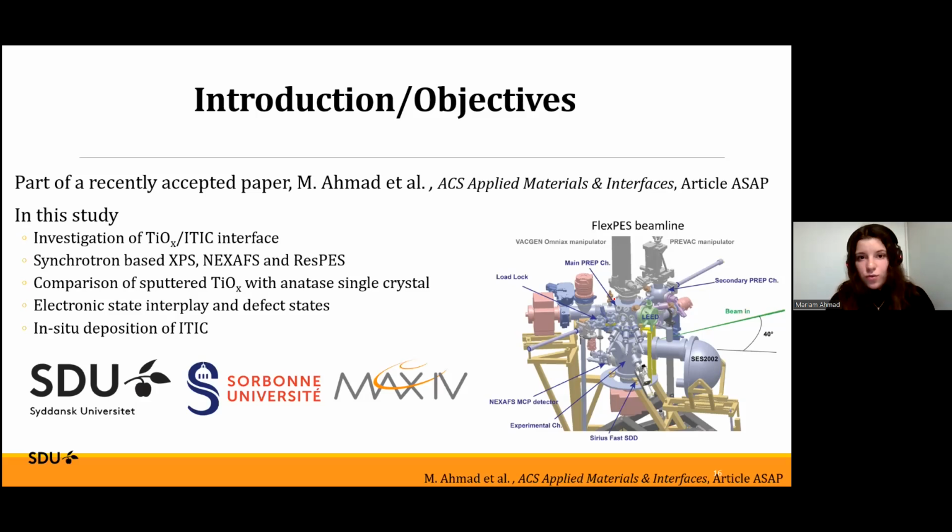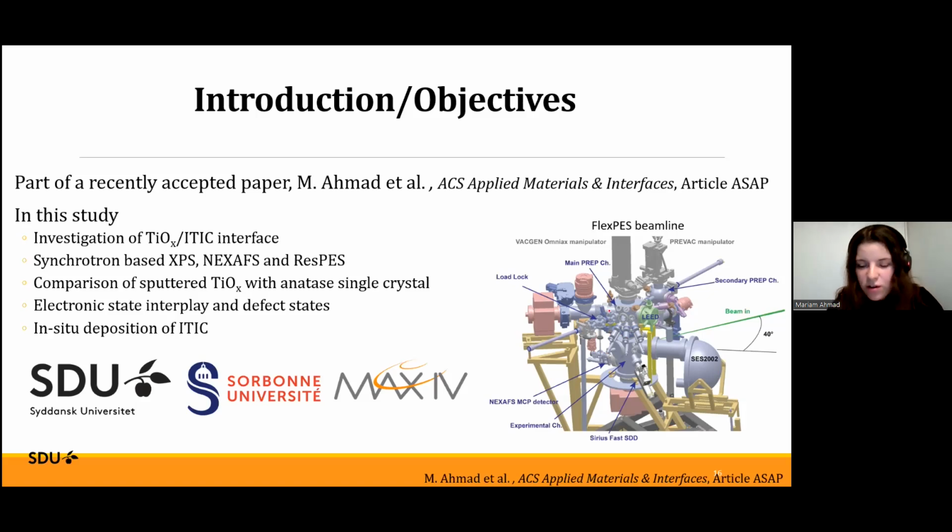So something else that is new and interesting about this study is that we actually deposited ITIC in situ at the beamline without breaking vacuum. So basically, we used spray deposition to deposit ITIC in vacuum on the titanium oxide, and then we moved it to the measurement chamber without breaking vacuum. And this is quite new because often when such studies are done on non-fullerene acceptors, they are prepared ex situ, for example, by spin coating, and then they're put into the measurement tool.